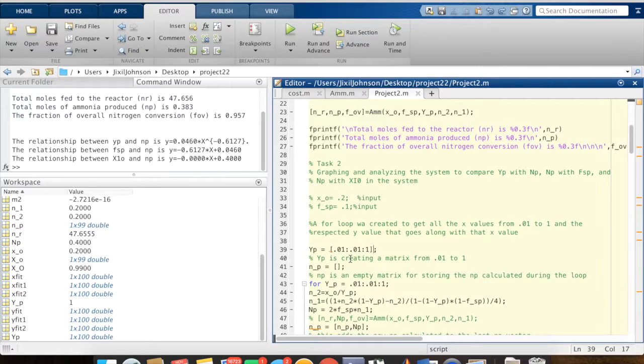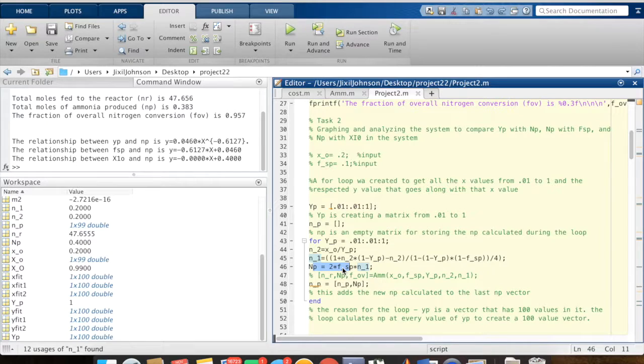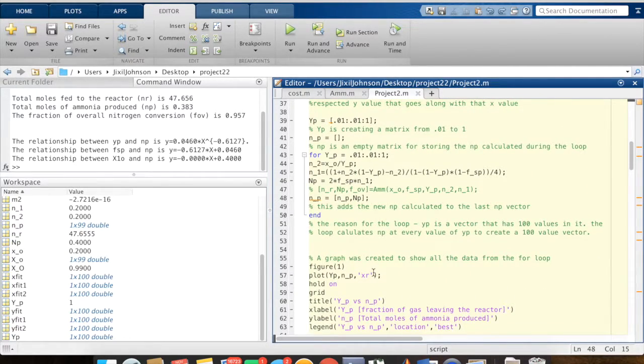The loop was created to get all the x values from 0.01 to 1 and the respective y value that goes along with each x value. We calculated n2 and n1 using the equations from task 1 to get NP, which is 2 times FSP times n1. Every time it runs, the new NP value is added, creating a 1 by 100 matrix, which helps it graph later on. The reason for the loop is that yp is a vector with 100 values, and the loop calculates np at every value of yp to create a 100 value vector.